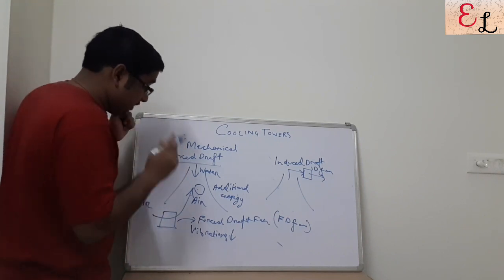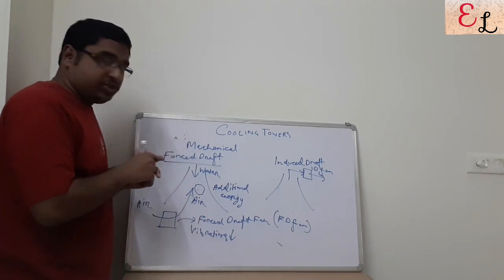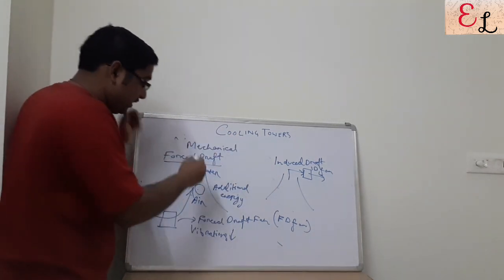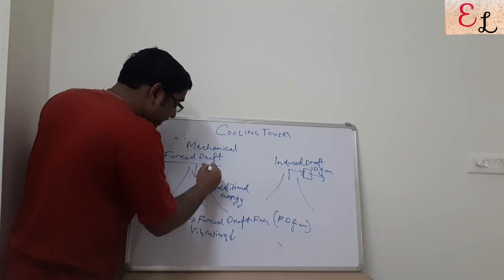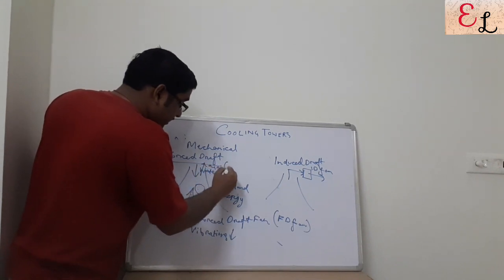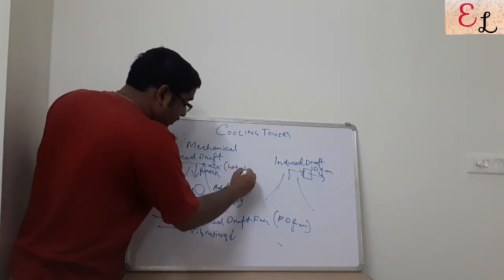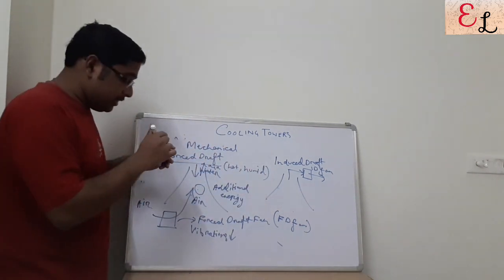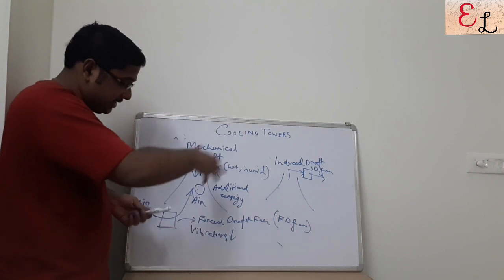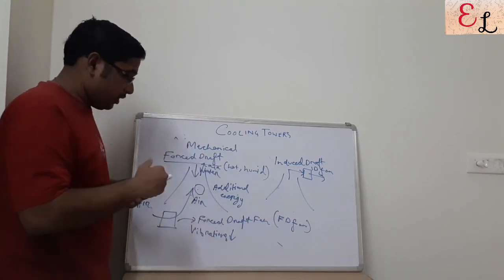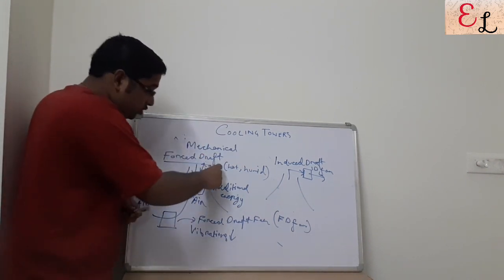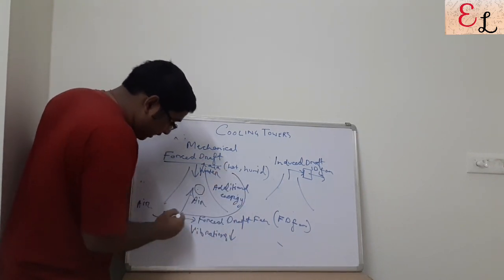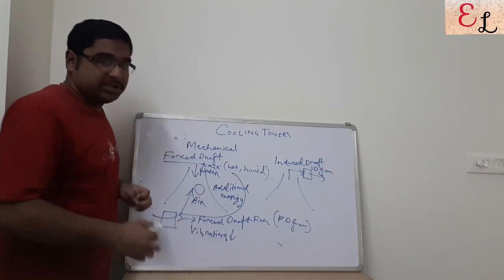Moreover, the big problem with the forced draft system is the recirculation of the hot and humid air. That is, whatever air is getting out of the system is hot and humid, carrying water vapor. It is already saturated with water vapor, and it is already very hot as it has exchanged heat with the incoming hot water and cooled the water in the process. So this air has a tendency of being recirculated back through this fan into the system.